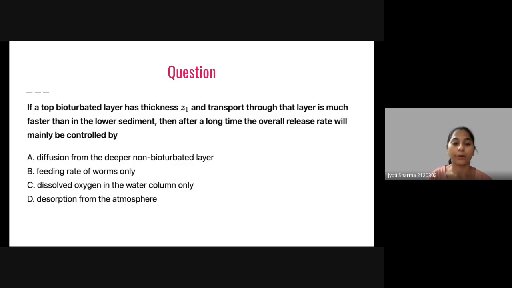Okay, if we have a top bioturbated layer that has thickness Z1, and transport through that layer is much faster than in the lower sediment, then after a long time the overall release rate will mainly be controlled by: diffusion from the deeper non-bioturbated layer, feeding rate of worms only, dissolved oxygen in the water column only, or desorption from the atmosphere.